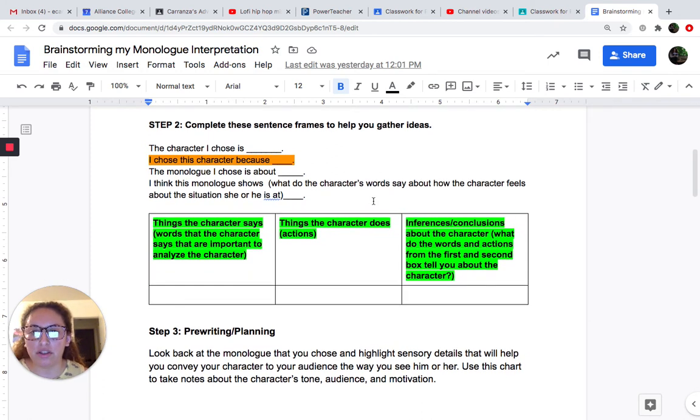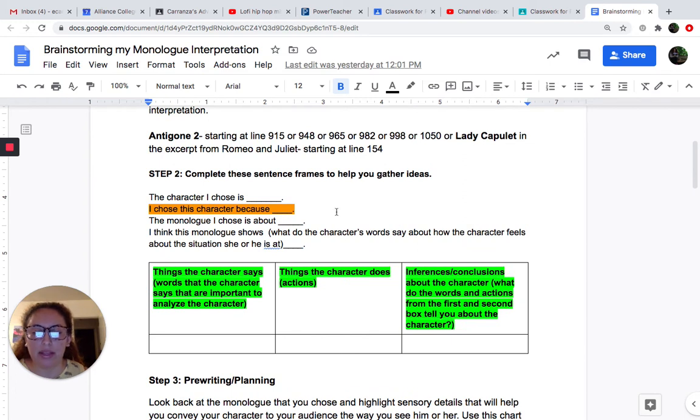For step 2, all that you are doing is completing the sentence frames that I provided you. So for example, say that I chose Lady Capulet. Then I would say the character I chose is Lady Capulet. I chose this character because, this is your reason. So it could be because you like Romeo and Juliet, or because you like Antigone, you find her interesting. It's whatever you think. The monologue I chose is about, so here you would have to have read the monologue, or reread since we already read it, and then explain what it was about.